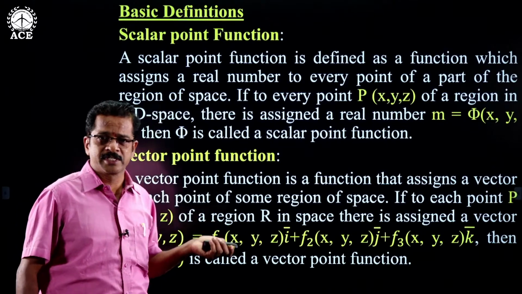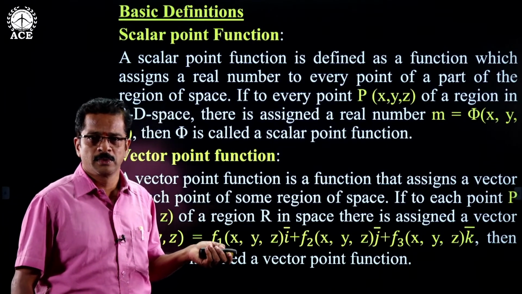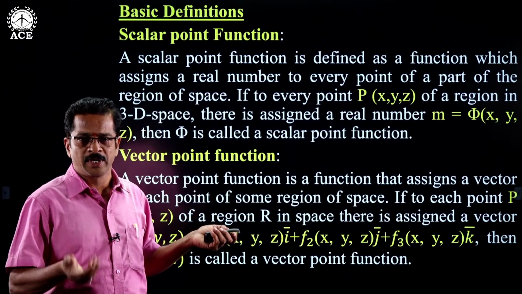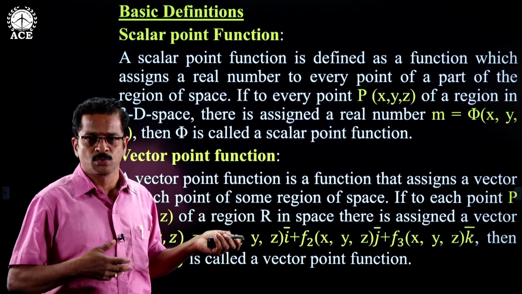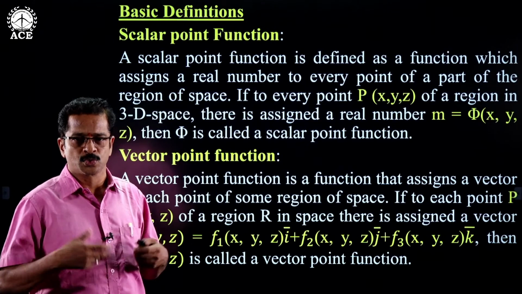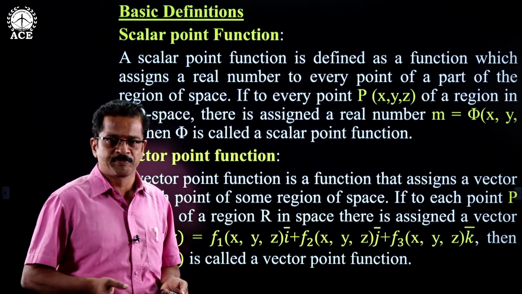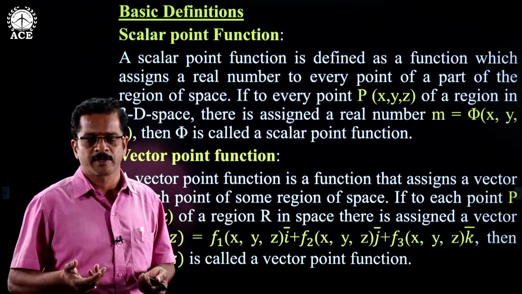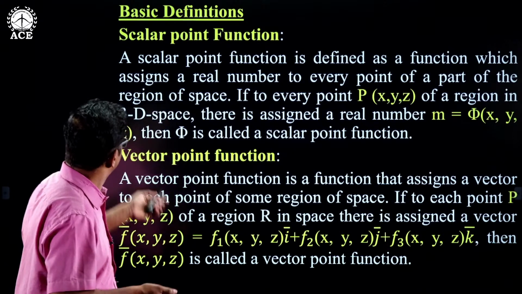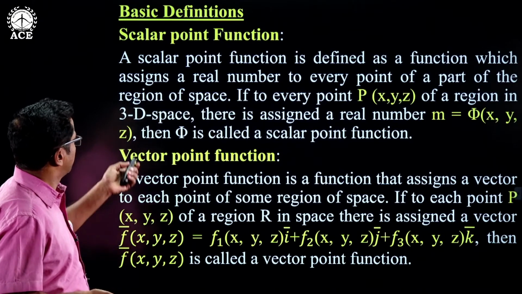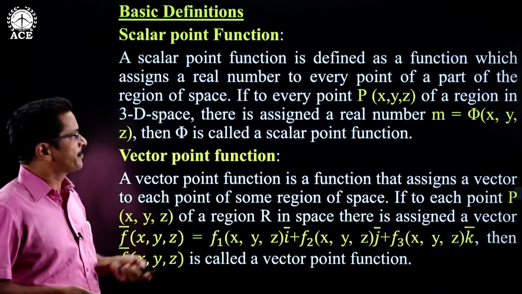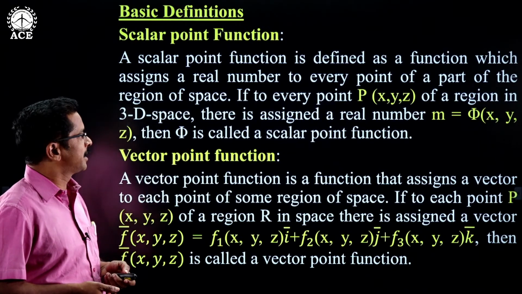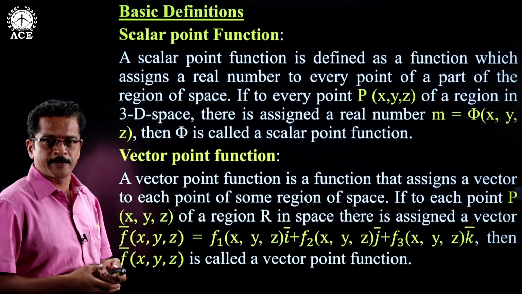First, let us try to know the basic definitions, because further on we are going to use scalar point function and vector point function. So what is a scalar point function? What is a vector point function? A scalar point function is defined as a function which assigns a real number to every point of a part of the region of space.